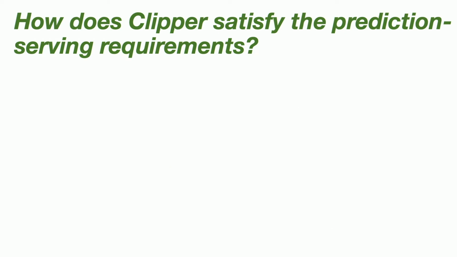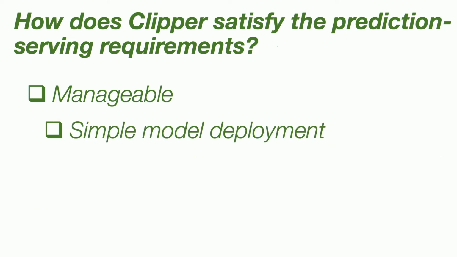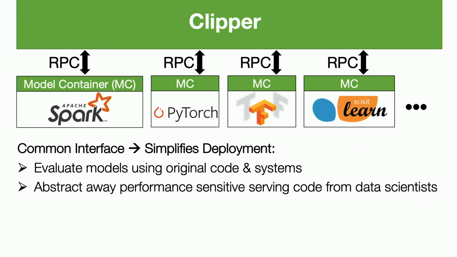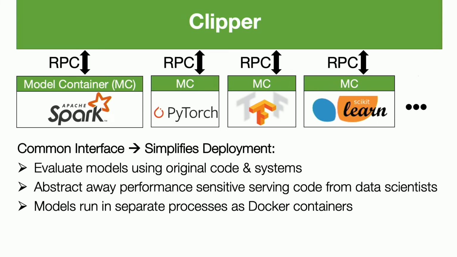Now, I'll start talking about how Clipper meets the prediction serving requirements we laid out. To make it manageable, Clipper employs simplified model deployments. We also add support for custom model metrics. What Clipper does is encapsulate a model behind a uniform interface so we can evaluate a model using the original code and system. We abstract away performance-sensitive serving code from data scientists. In addition, because each model runs in its own Docker container, if one model crashes, it won't bring down the whole system. So what does this actually look like?